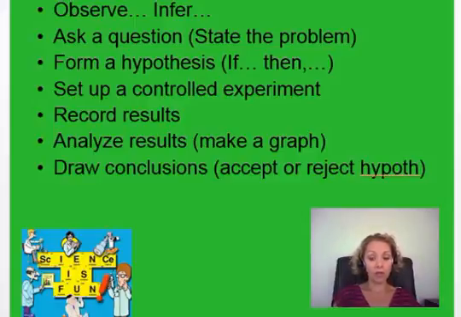A hypothesis is often stated, well, if this happens, then this should be the result. We then set up a controlled experiment. We're going to be going over the steps of the controlled experiment in just a moment. We record our results. We analyze our results, which may mean making some type of graph so that we can share our data more easily with others. And then finally drawing conclusions. That's the point at which we would either accept or reject the hypothesis. Accept meaning yes, our hypothesis is correct, or reject meaning our hypothesis is not correct.